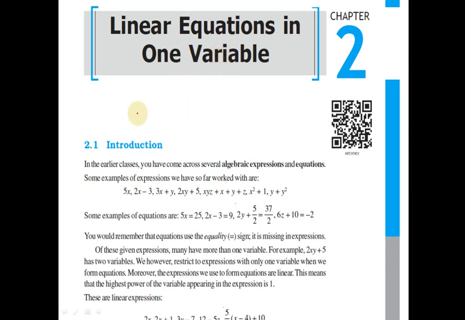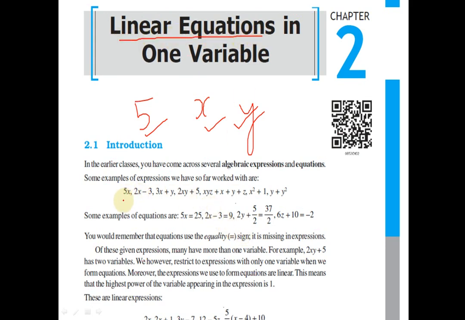So all of us know what constants and variables are. If I have a number like 5, this is a constant because its value is fixed. While if I have a variable like x or y, these are called variables because their value is not fixed. Now come to the point, linear equation.